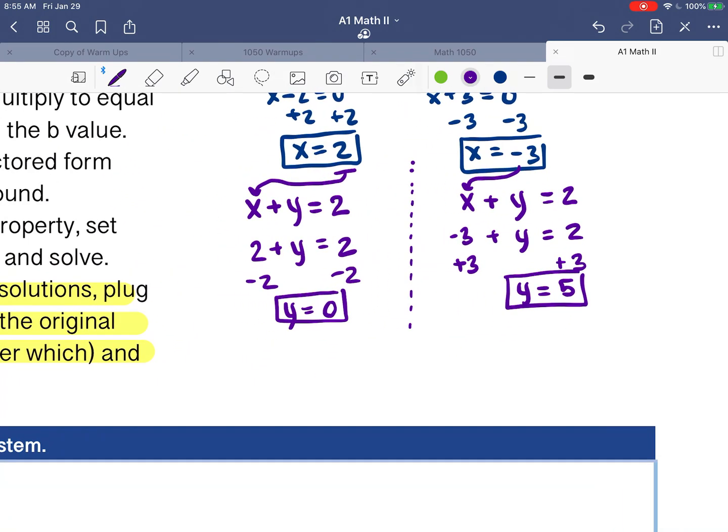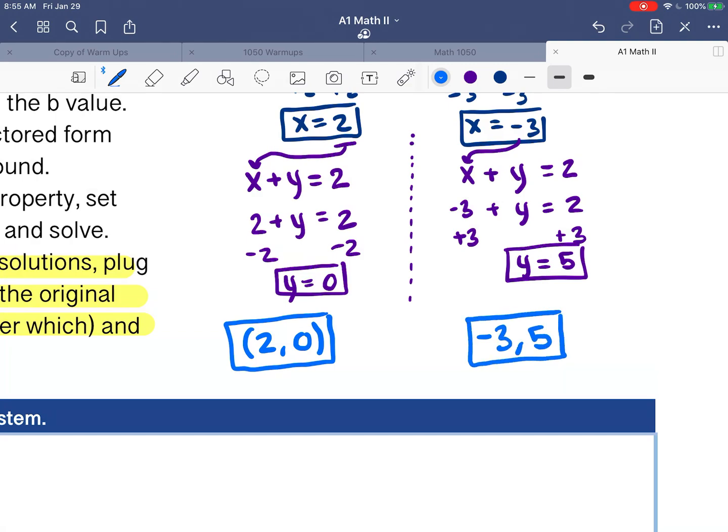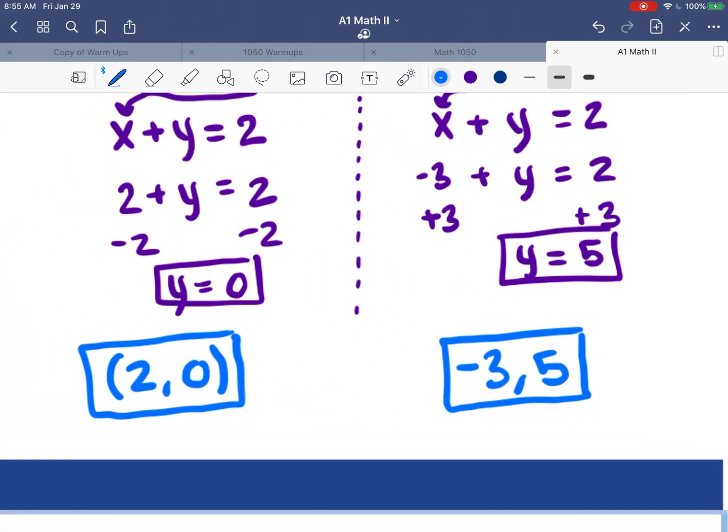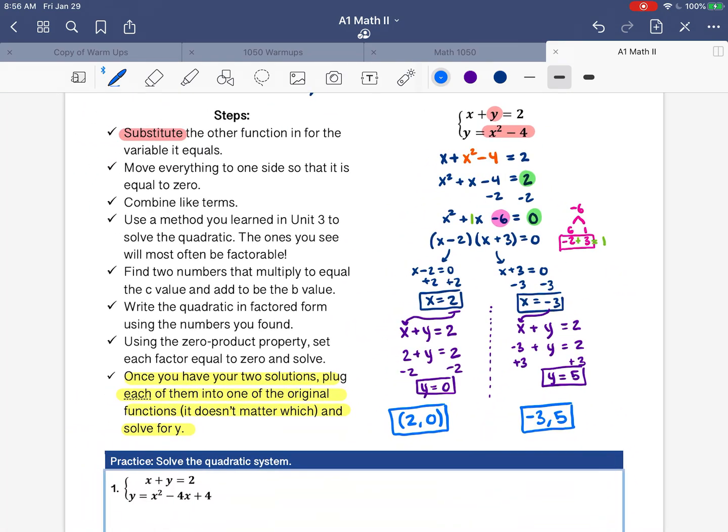So now we have an x and a y for both of our solutions, and that is great because what we need is points. This point over here is 2, 0 because the x value is 2 and the y value is 0. So the final solution for that one is 2, 0. This one is -3, 5 because the x value is -3 and the y value is 5. If you wanted to, you can plug both of those values into both these functions and they would work. So that line and that parabola crossed twice, once at 2, 0, and once at negative 3, 5.